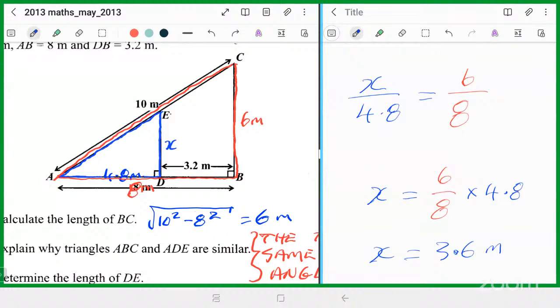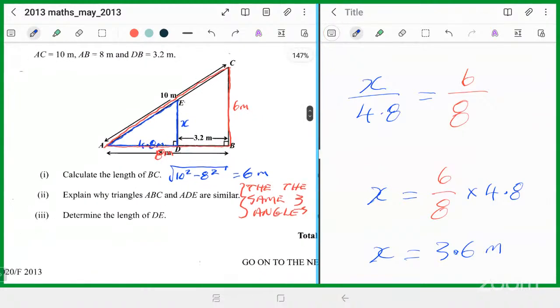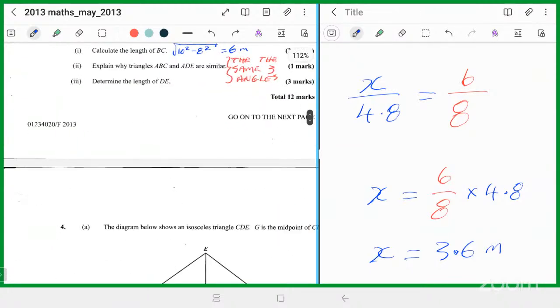Remember that key thing about similar triangles. You have the same three angles: three angles in the small one and three angles in the large one, the same. And then for calculation purposes, the ratio of corresponding sides equals the ratio of corresponding sides. Key thing for the purpose of calculation: the ratio of corresponding sides. Alright, so that finishes that number.